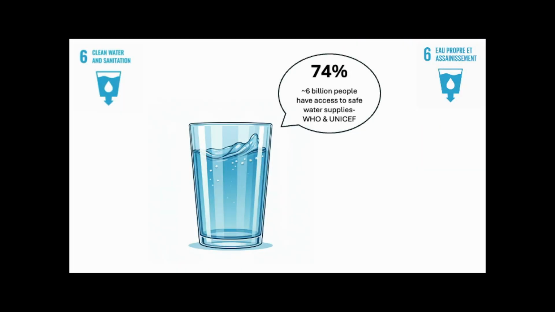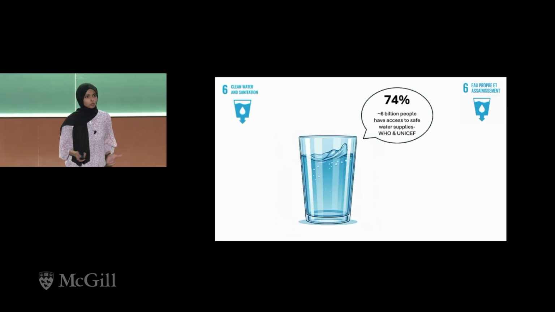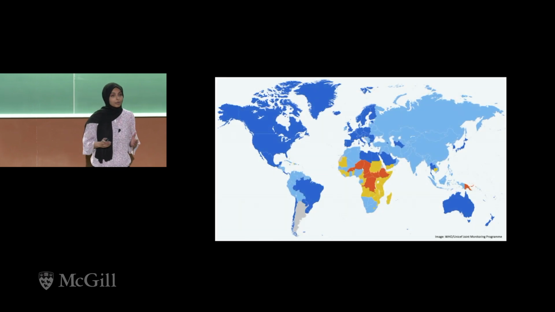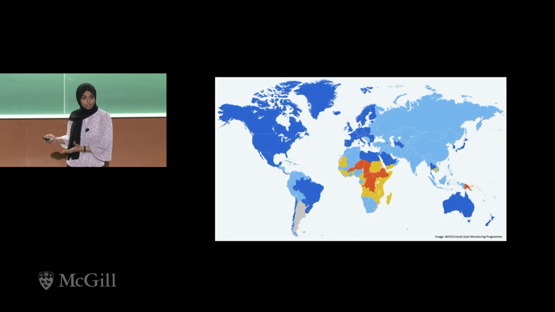Here's some good news. 74% of the world population has access to safe and clean water supplies. This is roughly about 6 billion people. But wait a minute, what about the remaining 2 billion people? Here's the thing, these 6 billion people live in urban regions where there are well-developed water treatment infrastructure.